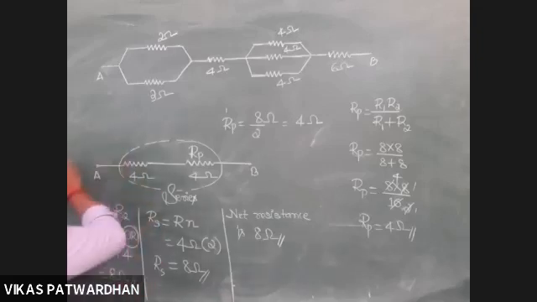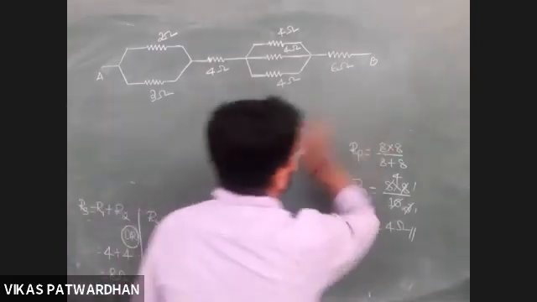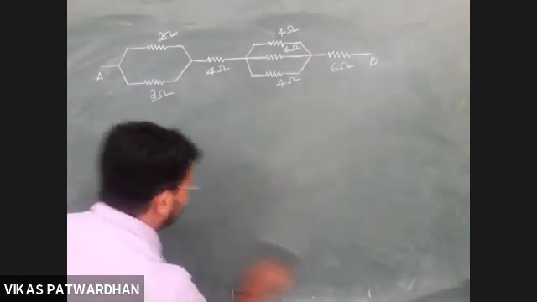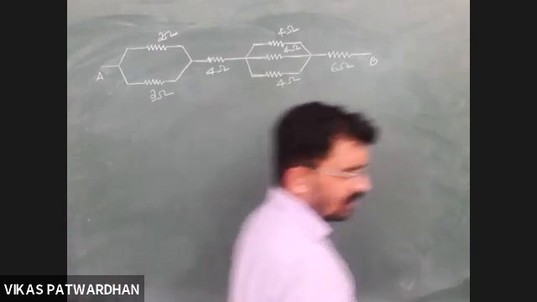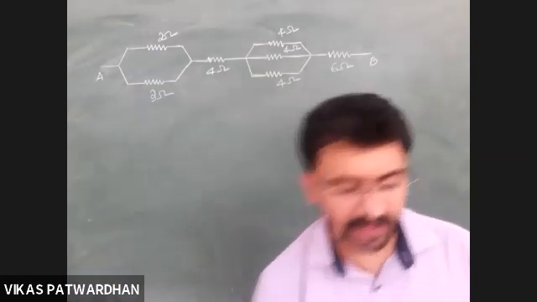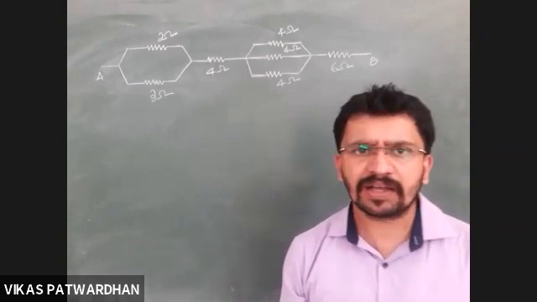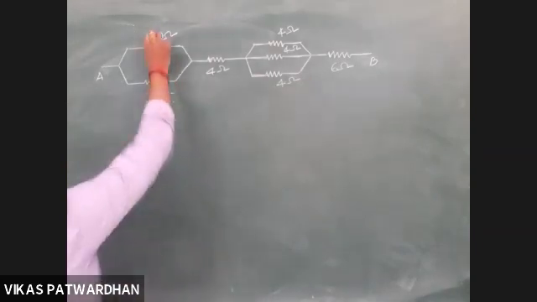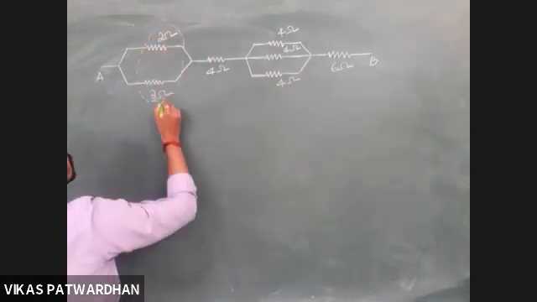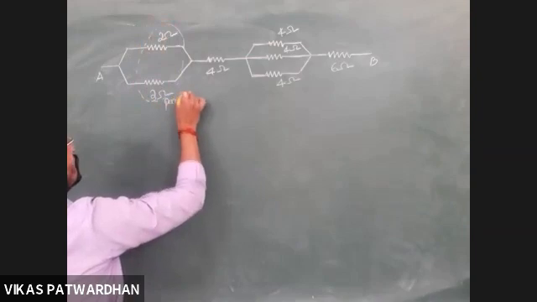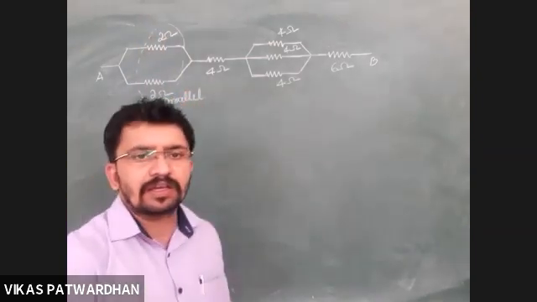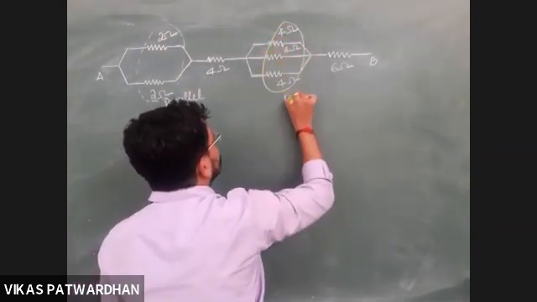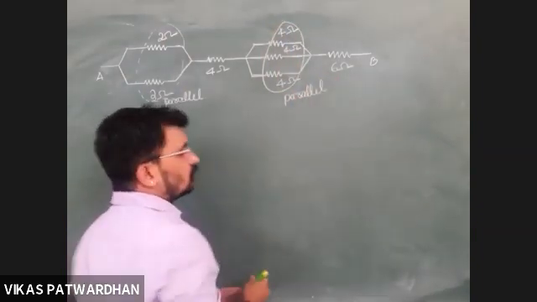Done? Now, first, your task is to identify series and parallel. If you want, you can write the current directions, as we did yesterday. It is not compulsory, but it will help you to solve numericals. Observe. How are these two connected? These two are connected in parallel. Do you agree with this? How are these three connected? These three are connected in parallel. Do you agree with this?